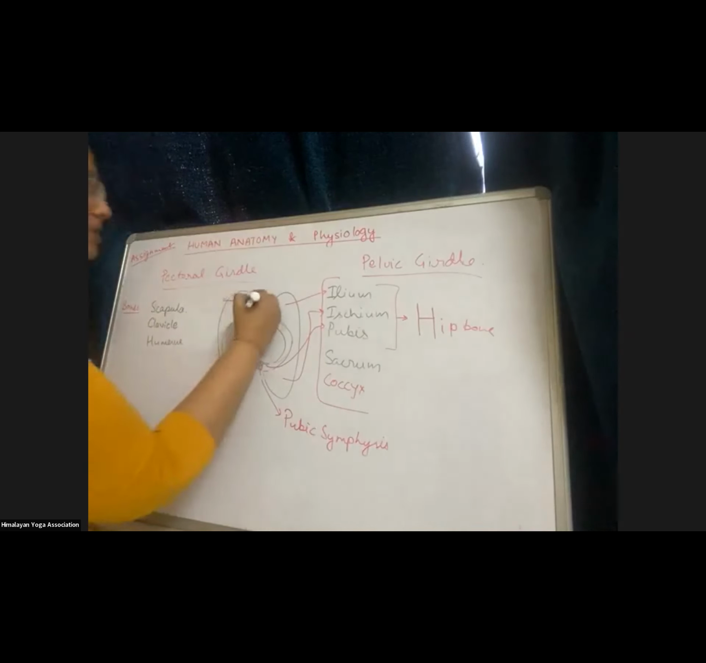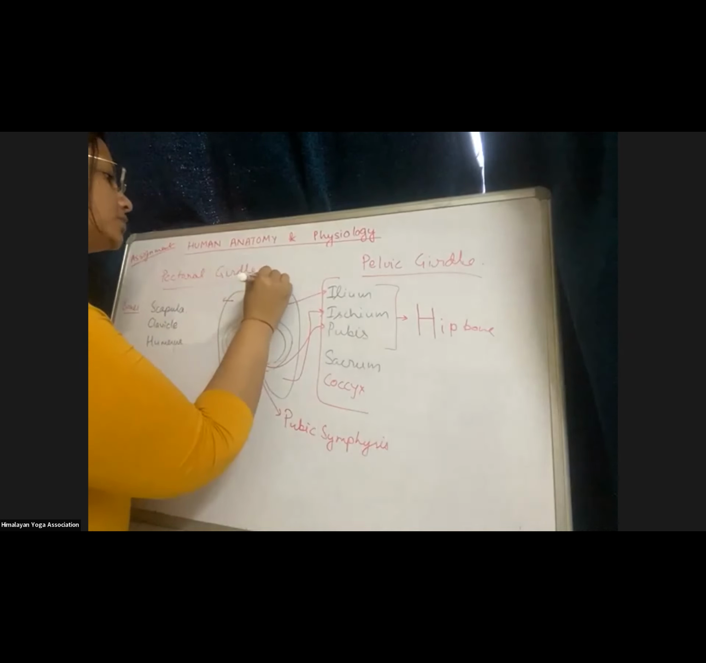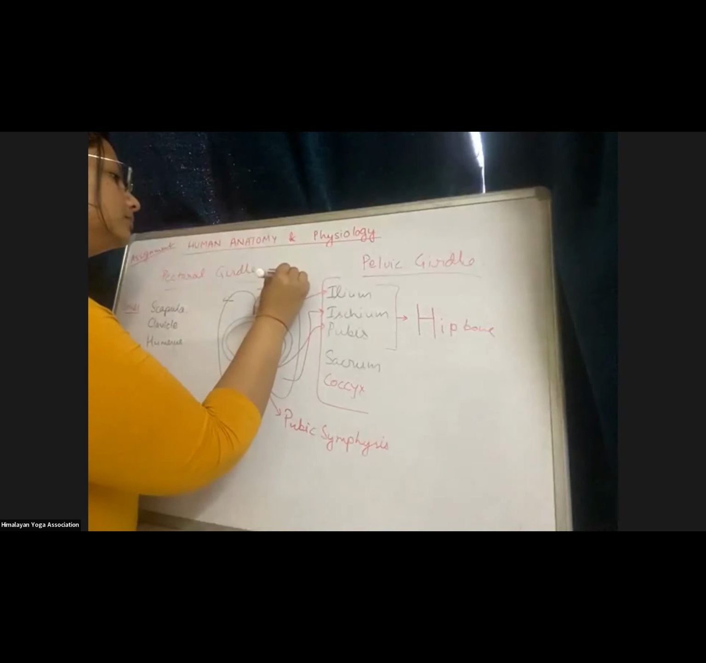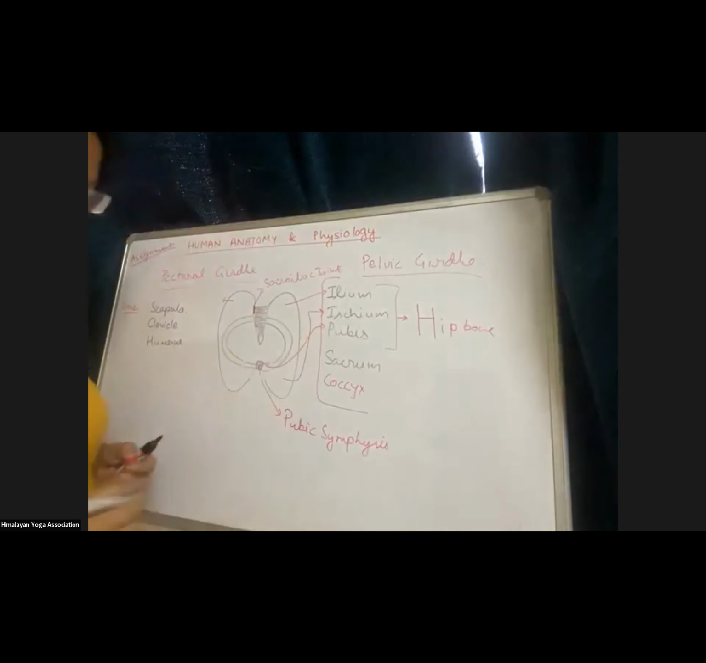Now tell me what this joint is. Sacroiliac joint. Yes, because it is sacrum and iliac, so this is the sacroiliac joint. I think we're done here.